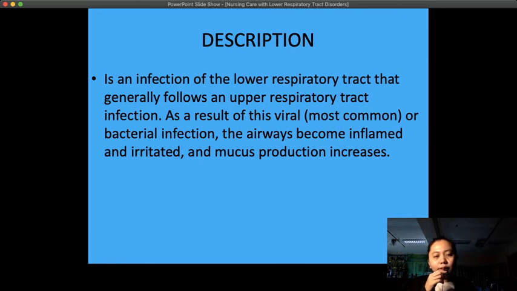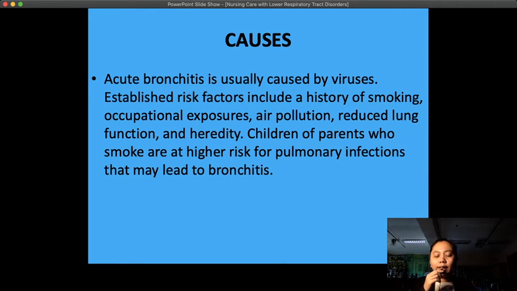Alright, so description: it is an infection of the lower respiratory tract that generally follows an upper respiratory tract infection. As a result of this viral, most commonly, or bacterial infection, the airways become inflamed and irritated and mucus production increases. Causes: acute bronchitis is usually caused by viruses. Established risk factors include a history of smoking, occupational exposures, air pollution, reduced lung function, and heredity. Children of parents who smoke are at higher risk for pulmonary infections that may lead to bronchitis.